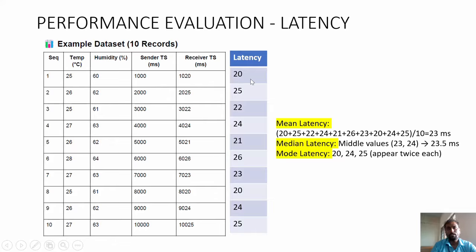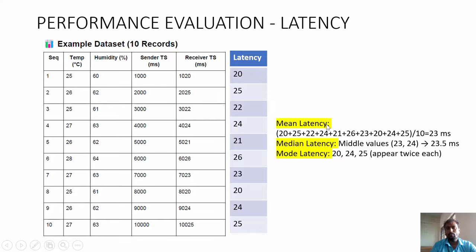So the latency will be: 1020 minus 1000, which is 20; 2025 minus 2000, which is 25; 3022 minus 3000, which is 22; 4024 minus 4000, which is 24; 5021 minus 5000, which is 21; 6026 minus 6000, which is 26; 7023 minus 7000, which is 23; 8020 minus 8000, which is 20; 9024 minus 9000, which is 24; 10,025 minus 10,000, which is 25.